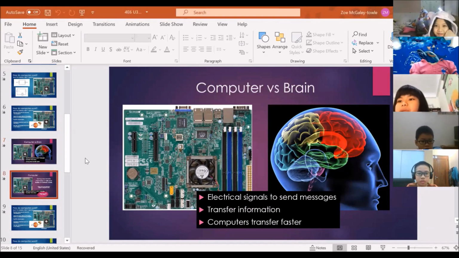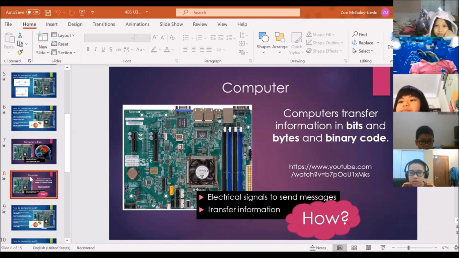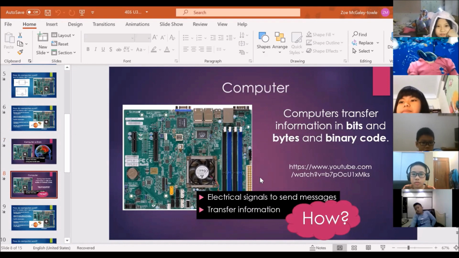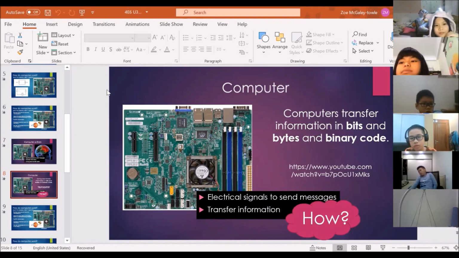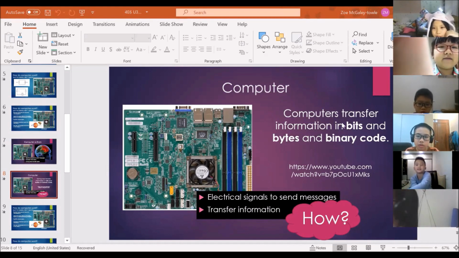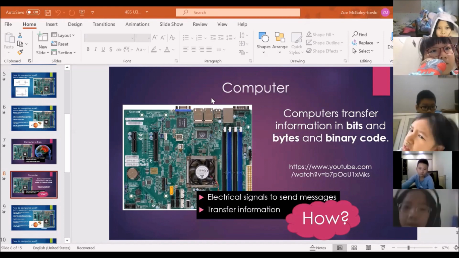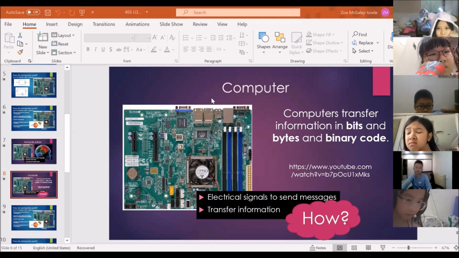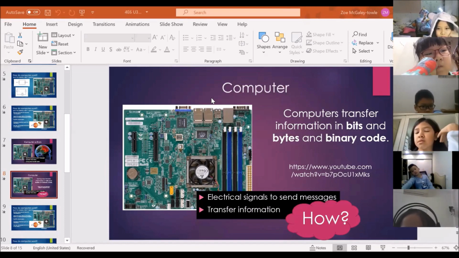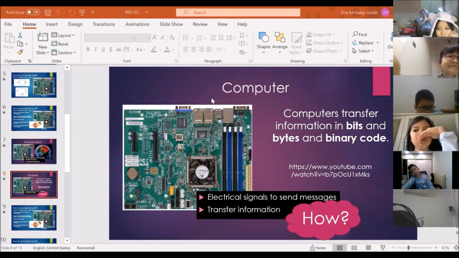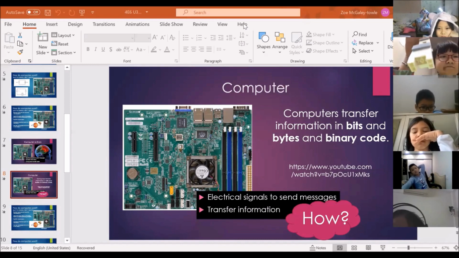But what I want to show you guys today is actually some very, very basic binary code. I'm going to turn the microphones on and I want you guys to read what's on this screen. Computers transfer information in bits and binary code. Bits and bytes are the units of computer processing, much like if we're talking about distance, millimeters, centimeters, meters, and kilometers. We're going to talk about bits and bytes and binary code.